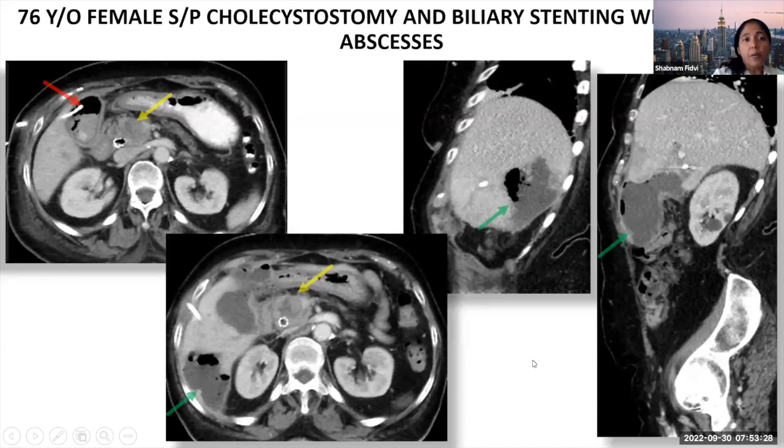This patient subsequently underwent contrast-enhanced CT. In the interim, she had a cholecystostomy tube to manage her gallbladder infection. That's denoted by the red arrow. She also had a biliary stent placed. In this case, the yellow arrow showed the pancreatic head mass, which was the cause of obstruction. And unfortunately, at the time of the CT, she had also developed rim-enhancing fluid and gas-containing lesions within the right hepatic lobe consistent with intrahepatic abscesses.